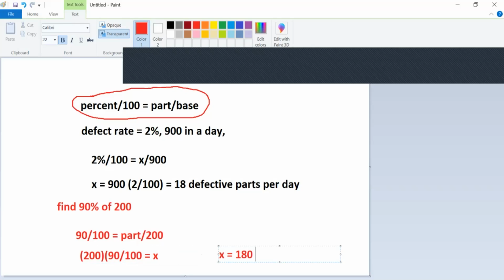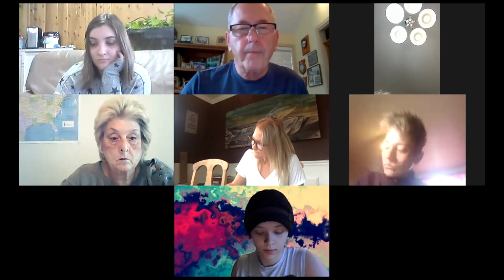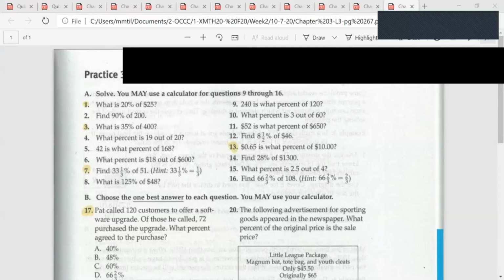Does that make sense? Yes. That's how you do those. Forget the stuff on the previous page. Don't do it that way, please. Let's look at number 11.